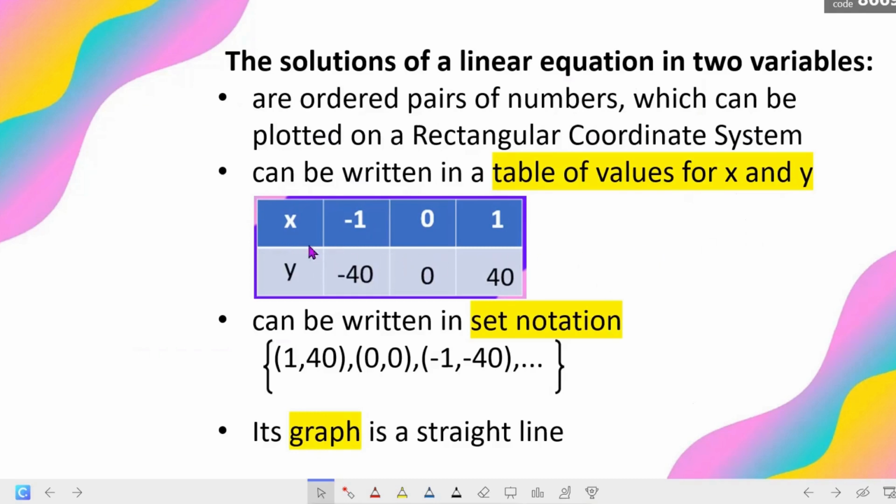It can also be written in a table of values for x and y, like this table in here, where you have the two variables x and y written to be completed as we solve the values. It can be written in set notation like this: the set of (1, 40), (0, 0), (-1, -40), and so on. Its graph is a straight line.